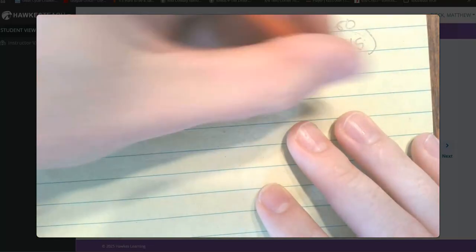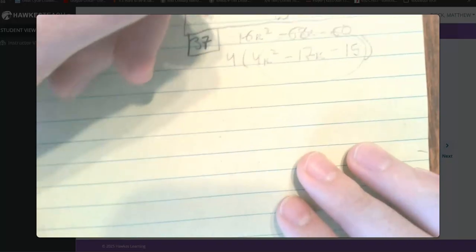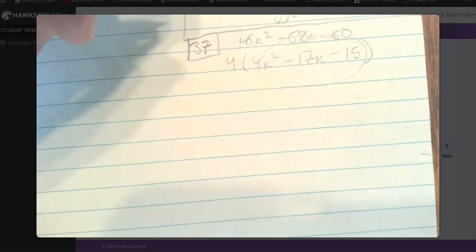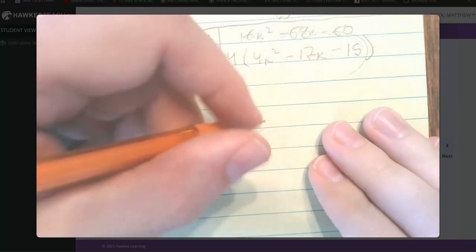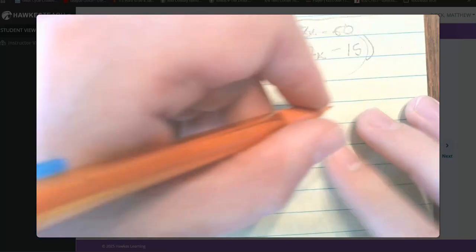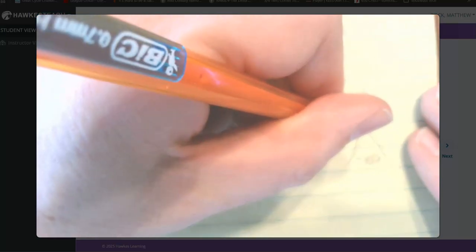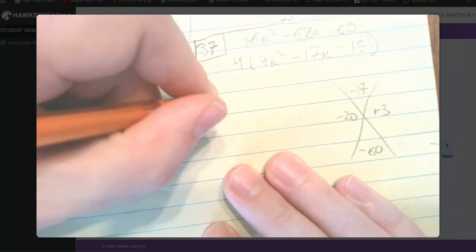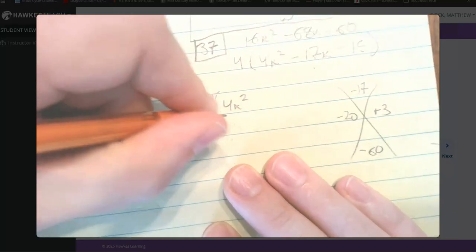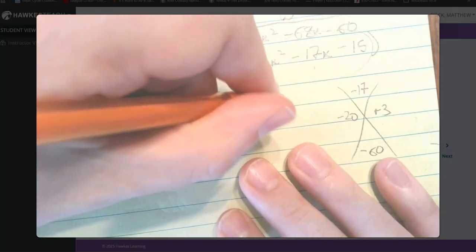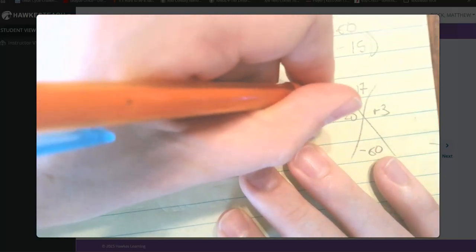So then it's just a matter of whether you can factor this guy. In this case, we're looking for two things that multiply to get negative 60 and add to get negative 17. In that case, that would be negative 20 and positive 3. So we're going to split up this negative 17x into both these guys. So you have 4 times 4x squared minus 20x plus 3x minus 15.